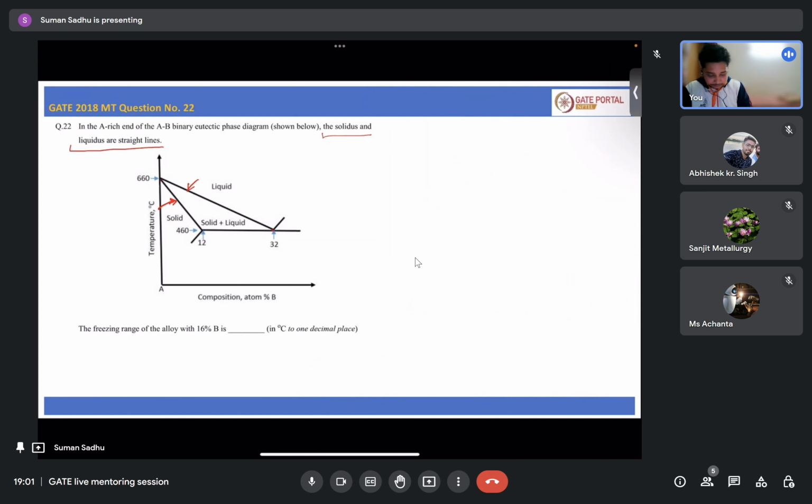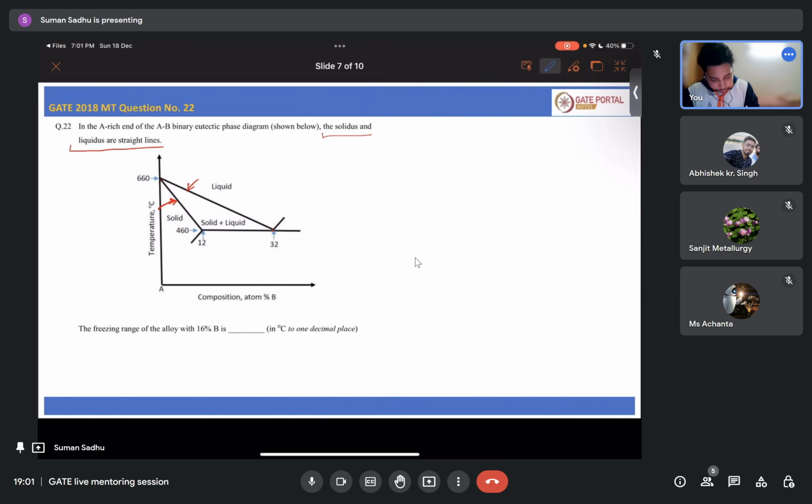Now we have to calculate the freezing range of an alloy with 16% B. So let's say we have one alloy whose overall composition is 16%. So what is the freezing range? Sir, we can extend this straight line, this eutectic line, and then we can use the property of similar triangles. Yeah, but okay, first tell me what is the freezing range. Then we will move step by step.